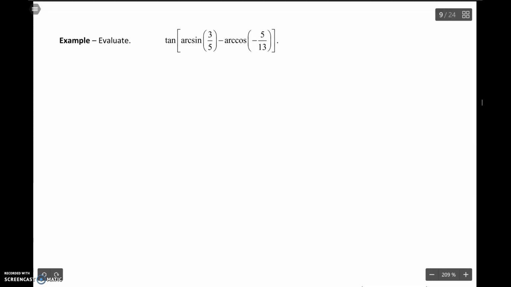All right, so in this example, they ask us to evaluate the tangent of that. Just to review, these are ratios, because you take arc sines and arc cosines of ratios. When you take an arc sine of a ratio, that gives you an angle. So I'm going to call theta the arc sine, or inverse sine, of 3/5.